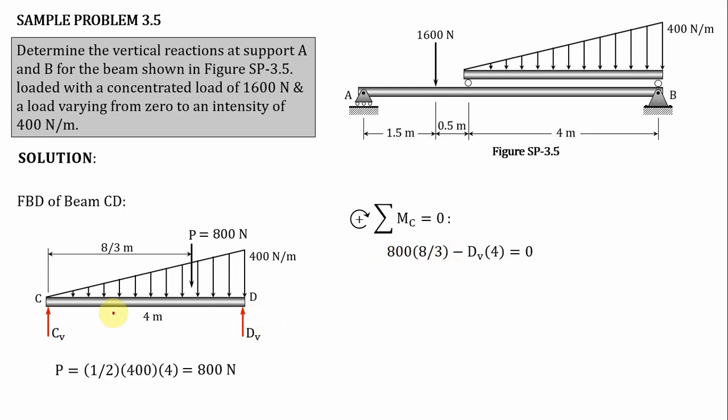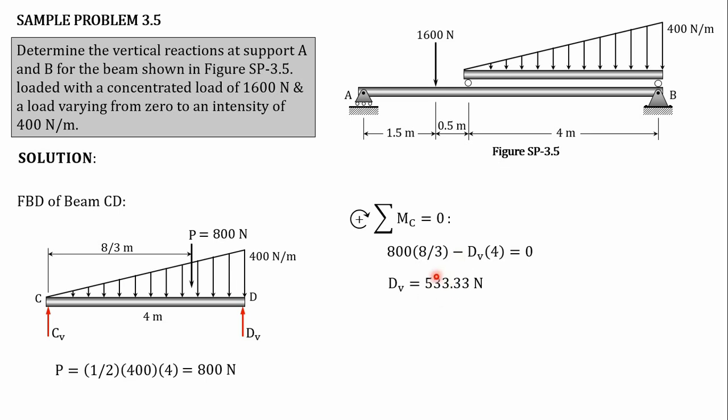And then our dV, when we take moment at point C, will produce a counterclockwise moment, and counterclockwise moment represents the negative sign. So that's why it is minus. What is the force? That is the unknown, dV. And the moment arm is equivalent to 4 meter. So minus dV times 4 is the summation of moment at C, and then equate to 0.